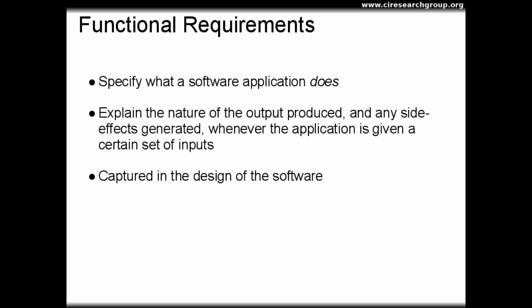The first set of requirements is called functional requirements. These requirements specify what a software application does. In other words, given some set of inputs, this set of requirements should be able to tell you what the outputs and side effects of the system will be for that set of inputs. This is the design of the software. This is the low-level detail about how the software responds to particular different types of input.